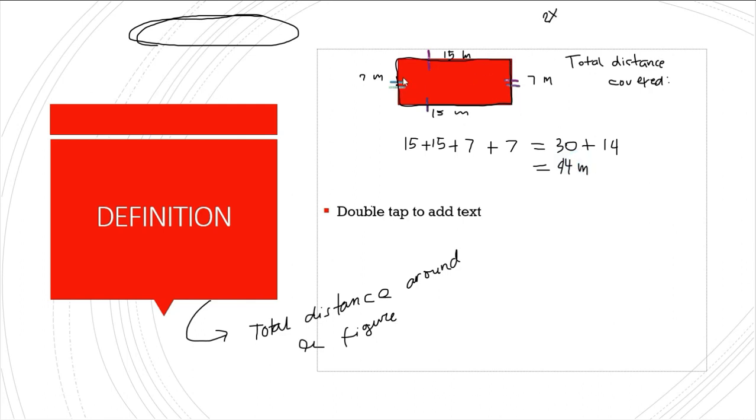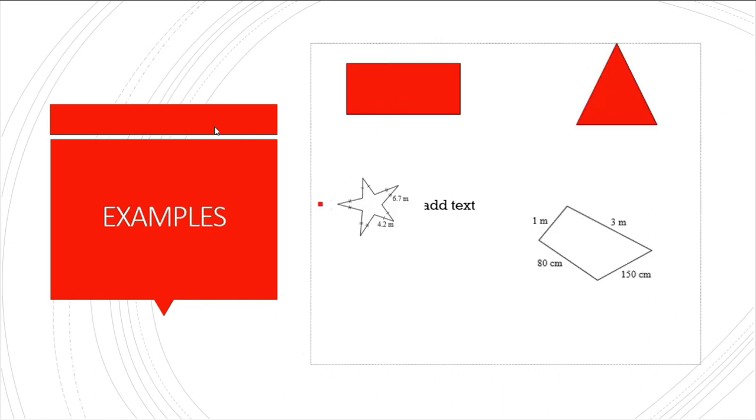But as I said from the first statement, you went around the field 2 times. So you simply multiply 44 times 2, and therefore the total distance you covered is 88 meters. Very simple. Again, the definition of perimeter is the distance around a figure. This is letter A. Let's have more examples.